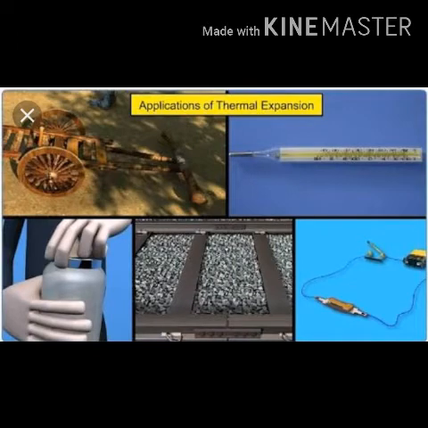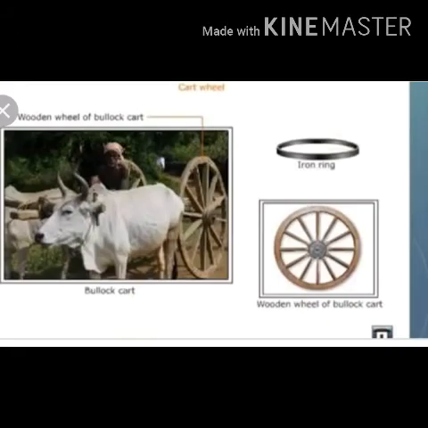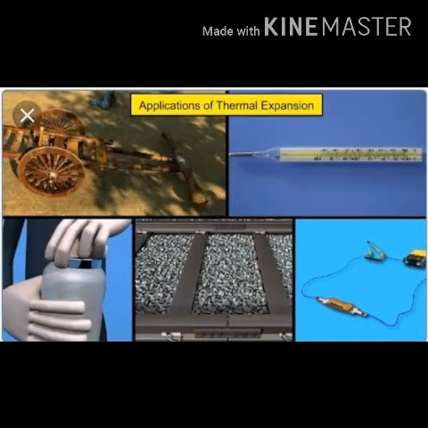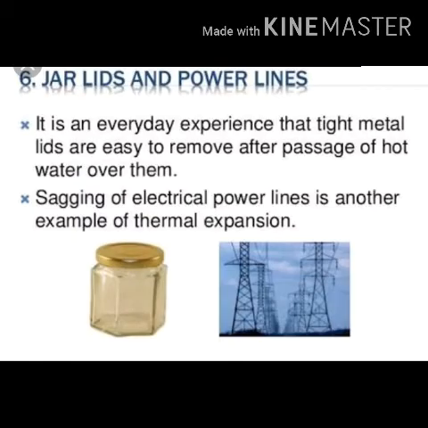Another example is railway tracks, which are laid with a gap in between them. If the railway tracks are fixed without any gap, then during summer, due to expansion, they will expand and bend and may cause accidents. So gaps are left in order to allow the expansion during hot weather.